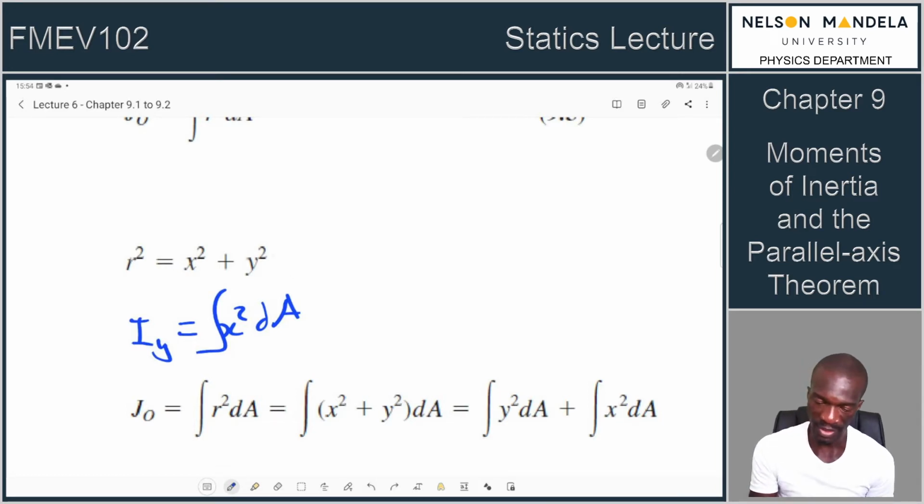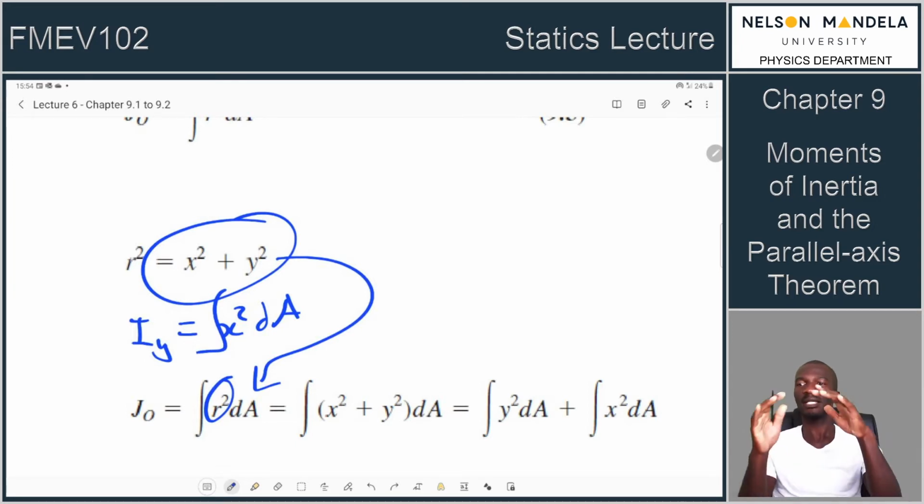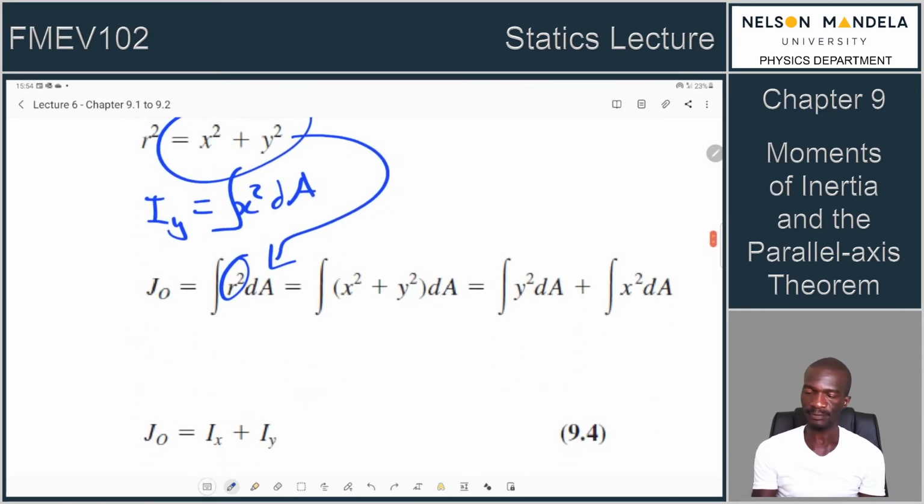So if we substitute this into r, we are trying to expand the bracket x squared plus y squared, multiplied by dA. Expanding by the distributive property, the first term is y squared dA, the second term is x squared dA, integrated. Looking at that, this is your second moment about the x-axis, and this one is your second moment about the y-axis.